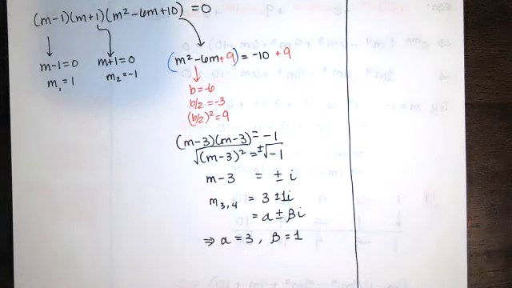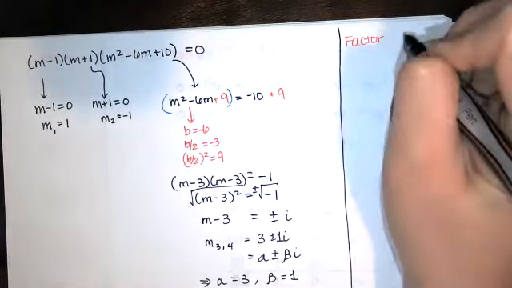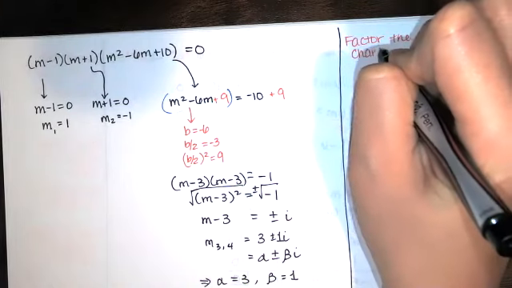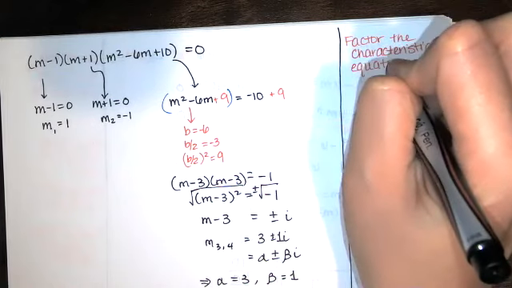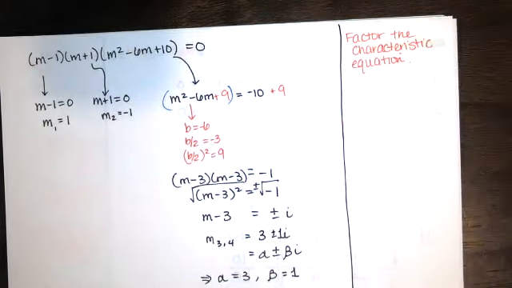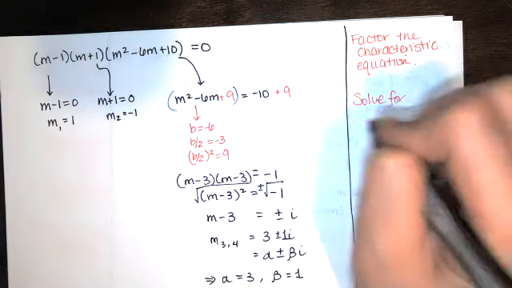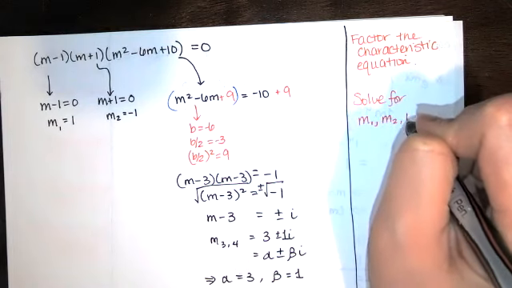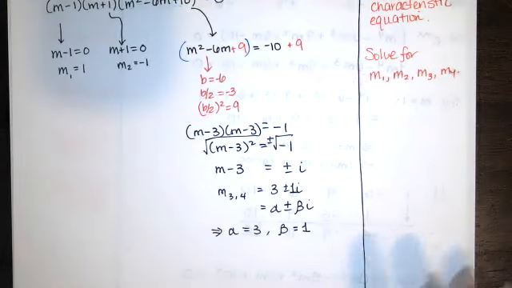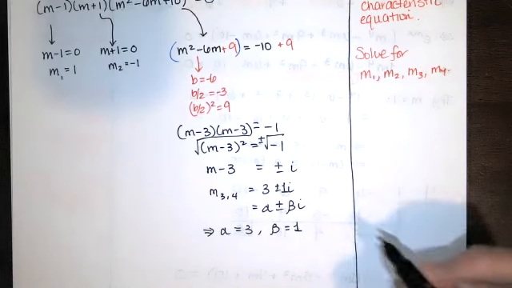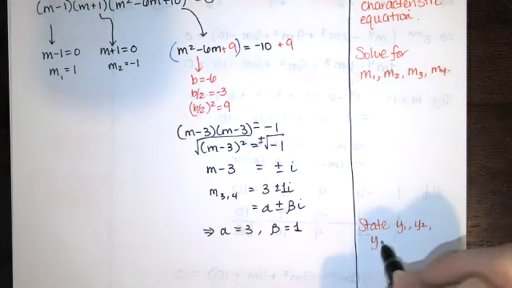Okay, so after we have factored our characteristic equation, we solved for m1, m2, m3, and m4. We need 4 of them because it was a 4th degree polynomial. It's a 4th order differential equation. Once you have those, you can use those to find y1, y2, y3, and y4. Those 4 linearly independent solutions.